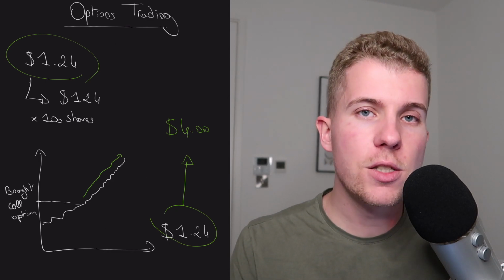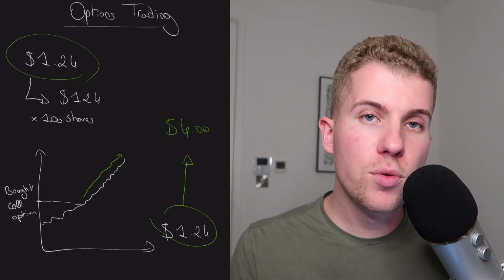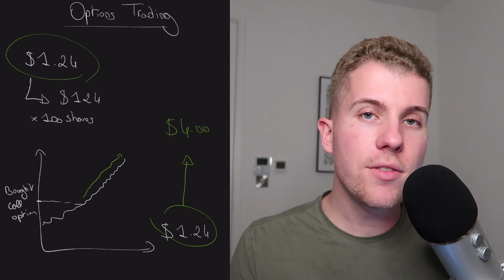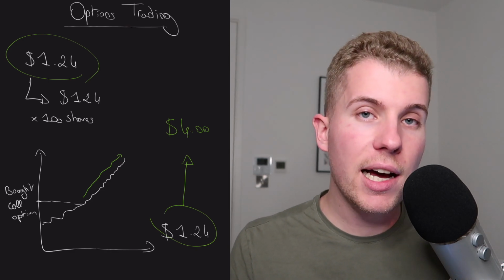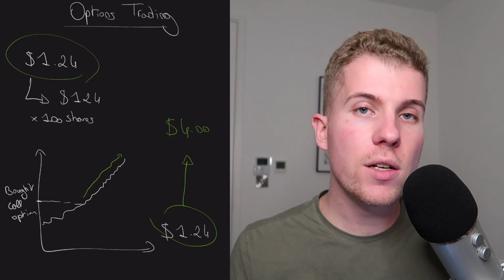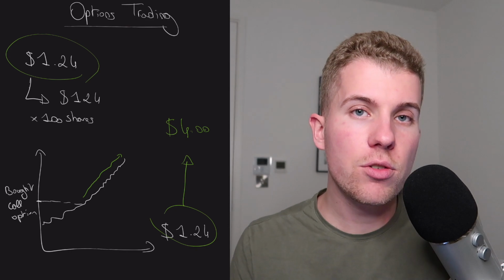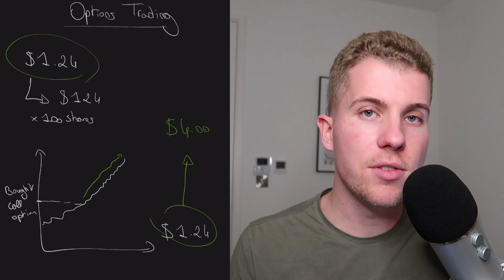So now it's worth $400. You're basically making a profit of $276 on just that option that you bought. And then once the stock went up, the option premium got more expensive, and so now you're able to sell it again and make a profit of $276.